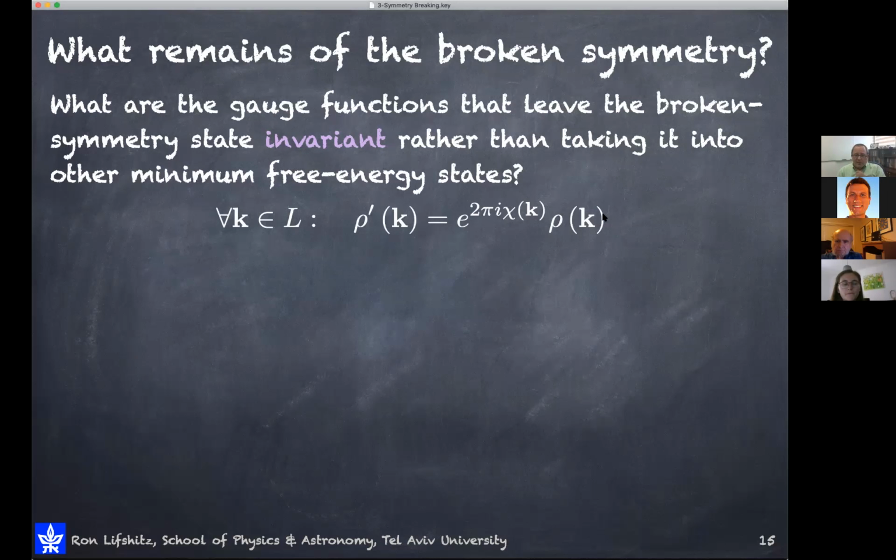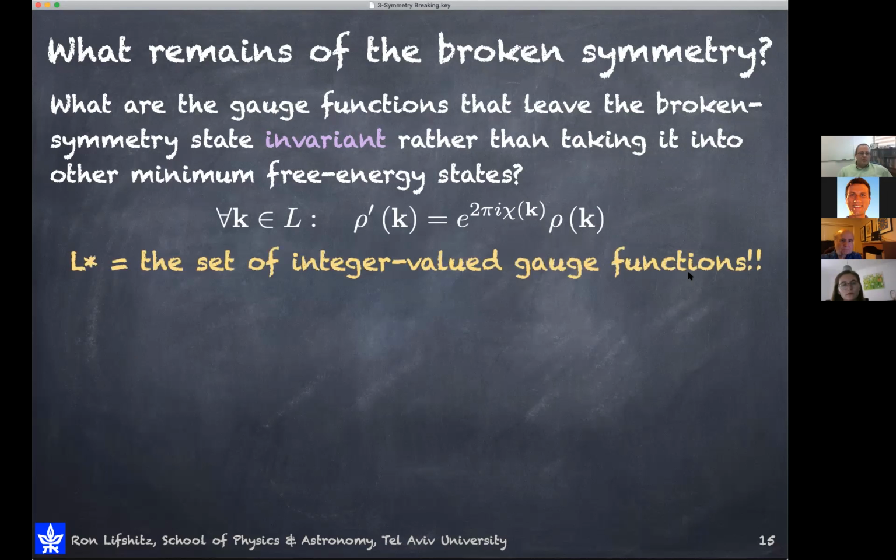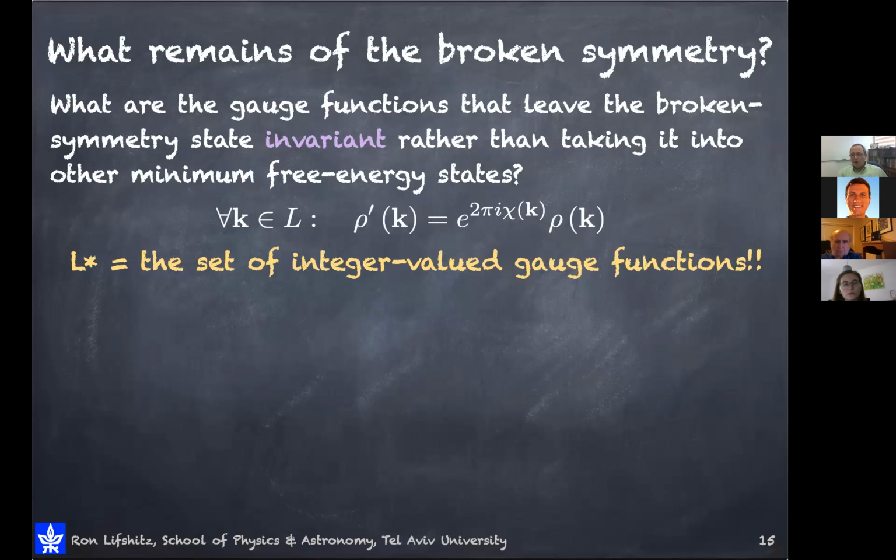So if I just look at this expression again, then if I want rho of k to be strictly equal to rho prime of k, then clearly if I take a gauge function which only has integers defined on the basis vectors, then that will leave my function invariant. So this is what I call L star, the set of integer valued gauge functions. Those will leave that particular broken state invariant. But all the other real valued functions that are not integers, those will take me into other states.